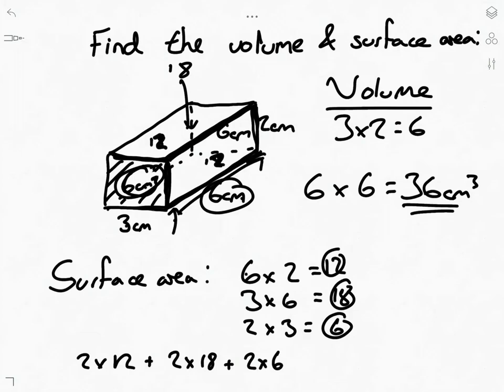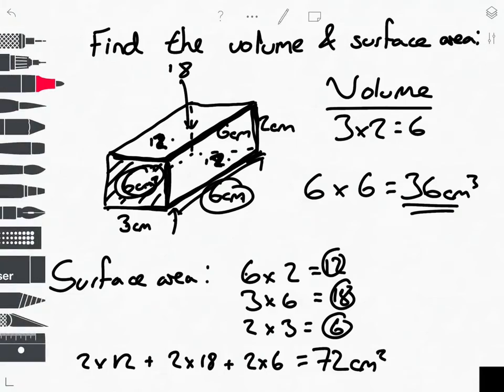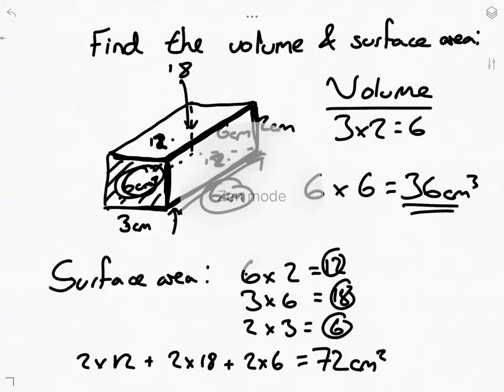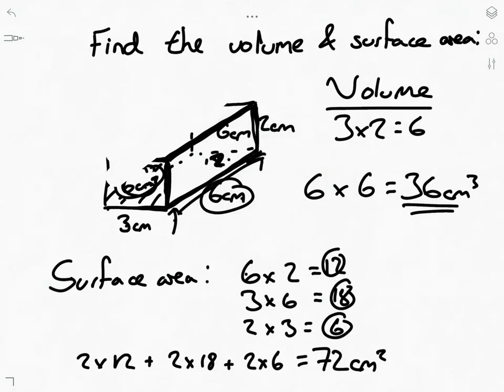So 24, add 18 times 2, add 12. So we get 72 centimeters squared. And it's centimeters squared because each one is an area. So we're just adding up the areas. So I might have made that a bit confusing with the mistake there, but you just get the area of each face and then add them up because it's the surface area.